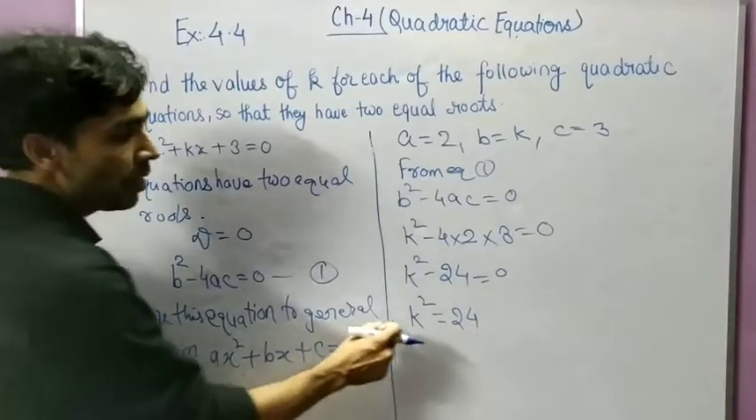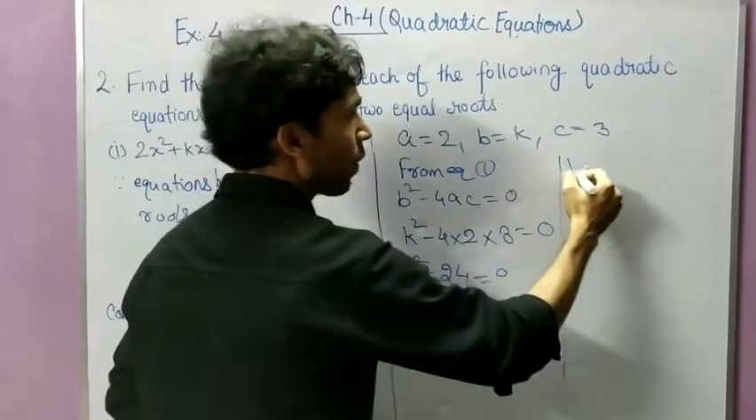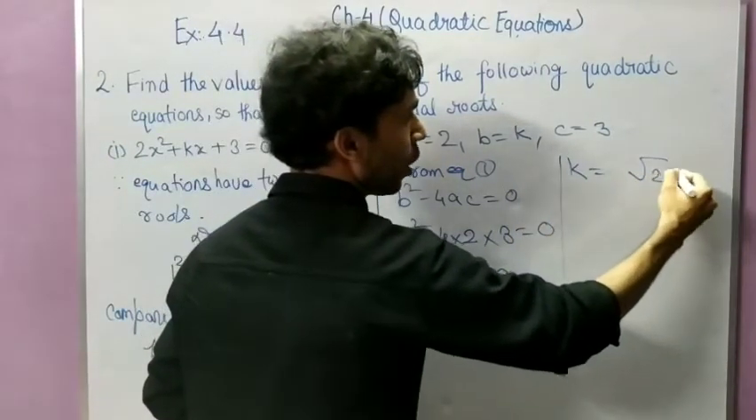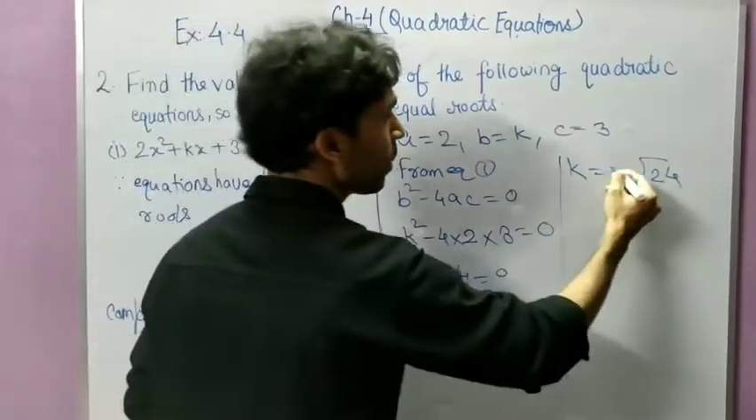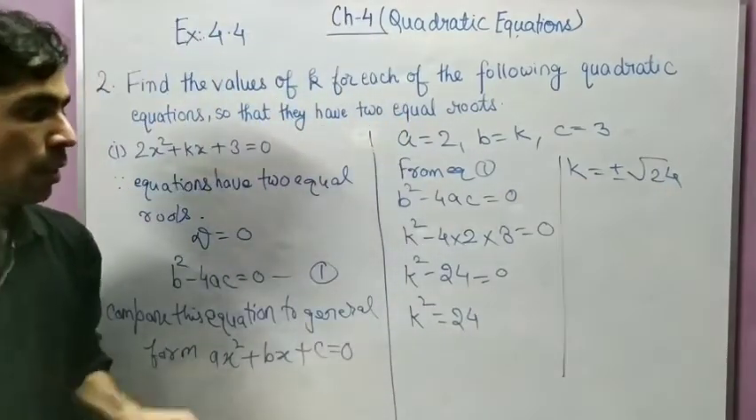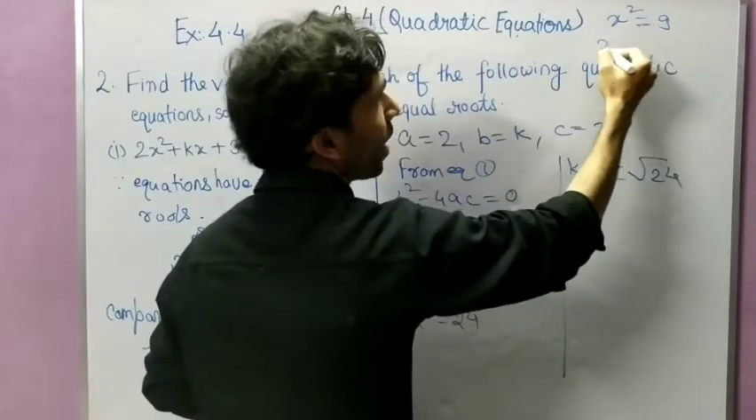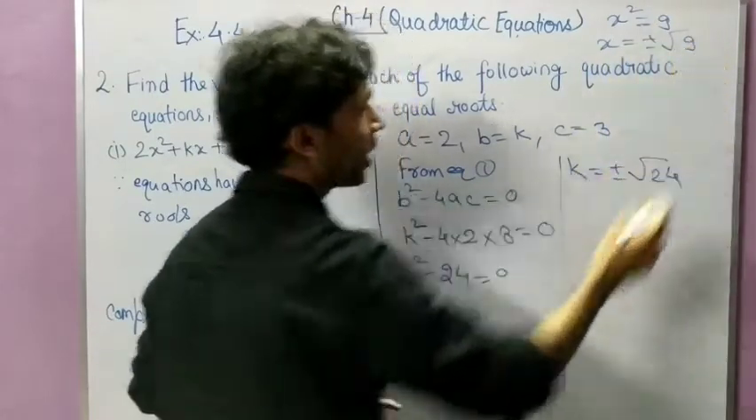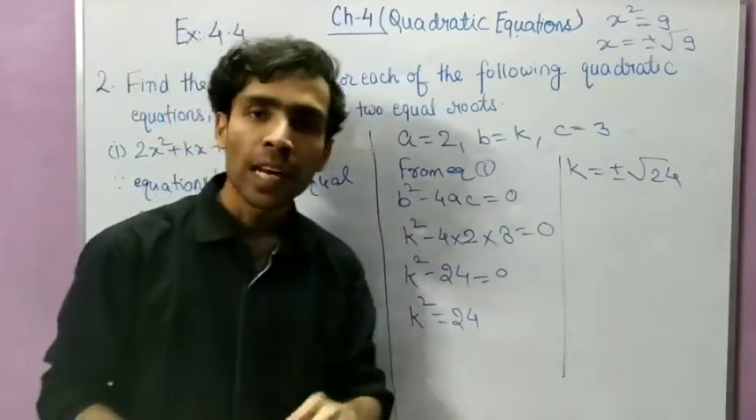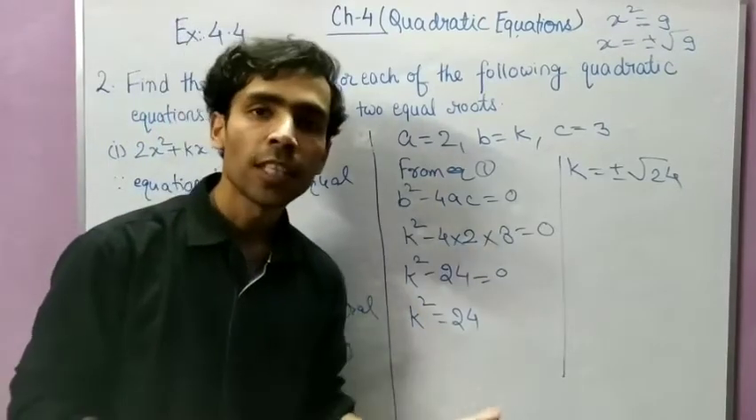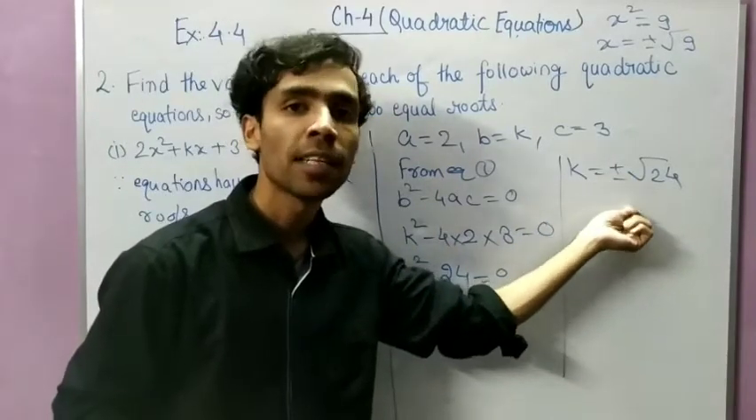Now students, when this square goes to the other side, it will become a square root, and because we are studying quadratic equations, it will take two values, one plus and one minus. So here it will be plus minus under root 24. I told you, when x square is 9, the x value will be plus minus under root 9. The same method we have applied here. Why are we doing that? Because we all know that the square of a positive number is positive and the square of a negative number is also positive. That's why we are taking both values, that is plus minus under root 24.